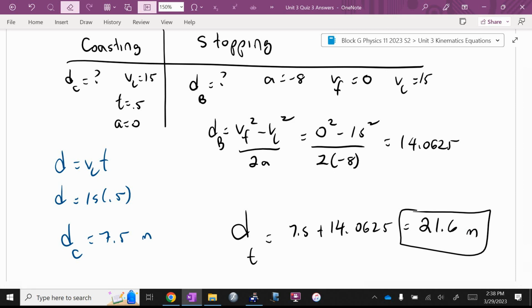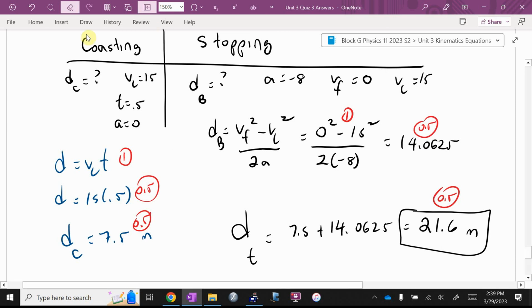How many marks was this worth? You can see it was multi-step. I would probably do something like this. I would give you 1 mark if I saw that, half mark for the numbers, half mark for the answer. I would give you 1 mark if I saw that, half mark for that answer, and then a half mark for adding them up. There's your 4.